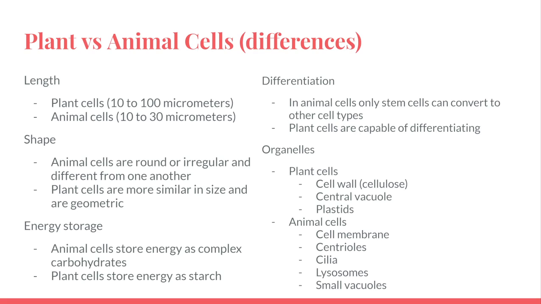Plant cells contain plastids, such as chloroplasts, which are needed for photosynthesis. And finally, animal cells have many small vacuoles, while plant cells contain one large central one that can take up to 90% of the cell's volume.